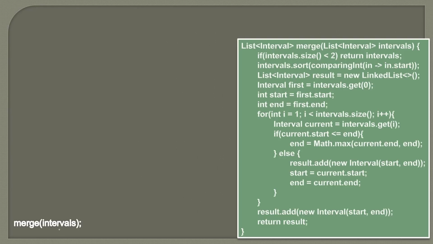So first we will call the merge method. We pass in the list of intervals. It would look something like this: this is the list of intervals 7, 9, 2, 6, 1, 3, and they are in random order.